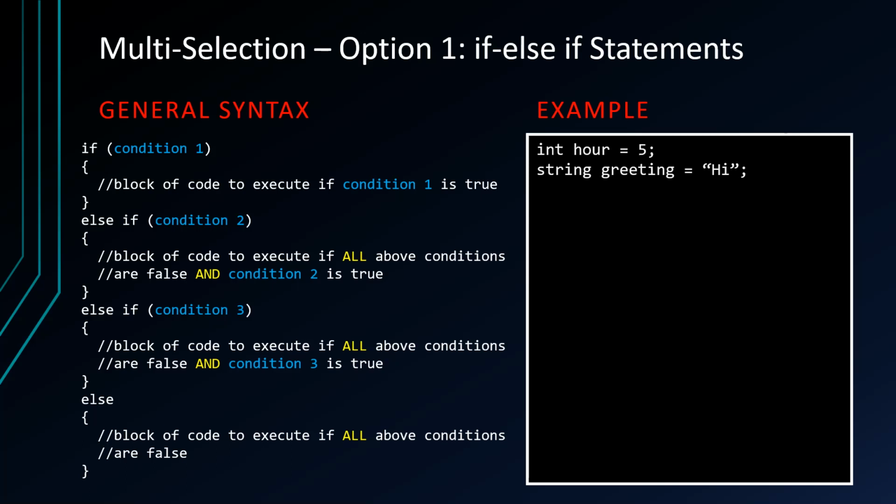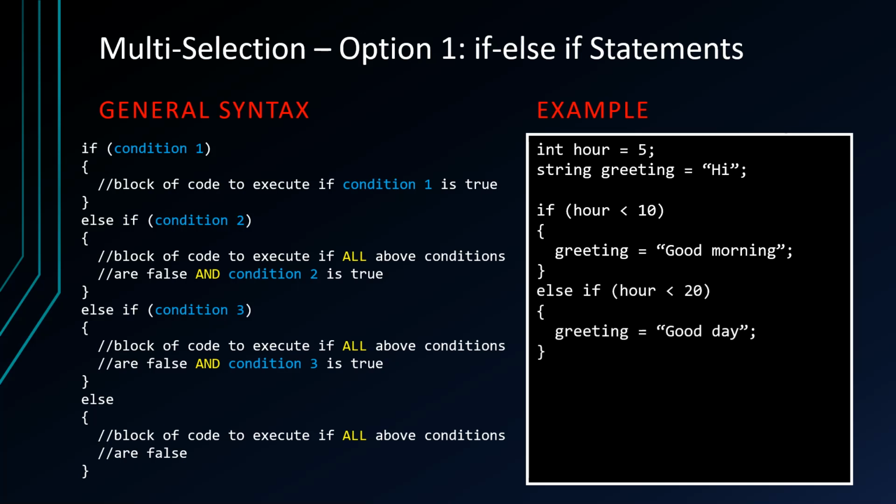Let's take a look. Imagine I have a variable called hour, which is 5. Hopefully you remember this from the previous lessons. And I have a greeting that says hi. Well, if hour is less than 10, I'm going to change that greeting to good morning because it's earlier than 10 a.m. So if it's less than 10, it's going to change to good morning. However, if it's less than 20, which is 8 p.m., I think, yes, 8 p.m., then we're going to change it to good day.